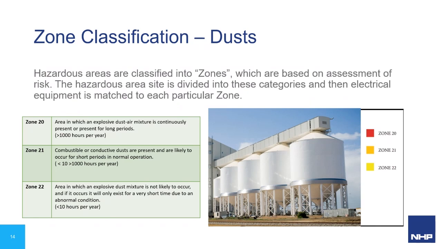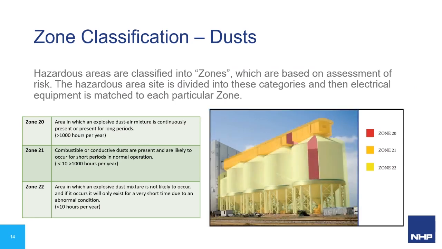Now, the image to the right here shows a series of grain silos with a conveyor on the top feeding into the silos, and there's emptying points underneath. And again, we have all three zones here. So you can see zone 22 surrounding the silos. So if there was any fault, you would expect the dust air mixture to be around here. Zone 21 would be in close proximity to the conveyor feeding grain and the emptying points underneath. And zone 20 would be within the conveyor itself and the silos.